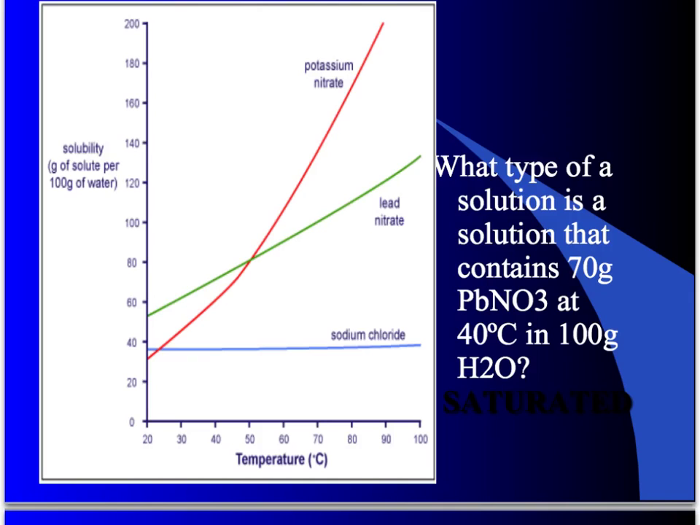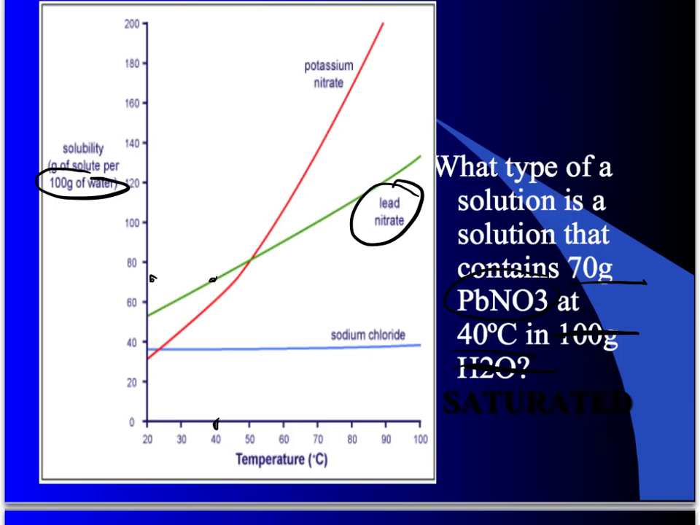Alright, looking at the solubility curve graph, we're going to try to interpret it and see what this means. So it's looking for a type of solution that contains 70 grams of PbNO3, so that's our lead nitrate, this green line here, at 40 degrees Celsius in 100 grams of H2O. We got our 100 grams of H2O, so don't care about that. That's already in our graph. So now we want to say, okay, we've got 70 grams, that's going to be here-ish, at 40 degrees Celsius, which is here. So if I were to plot that point, it'd be right about here.